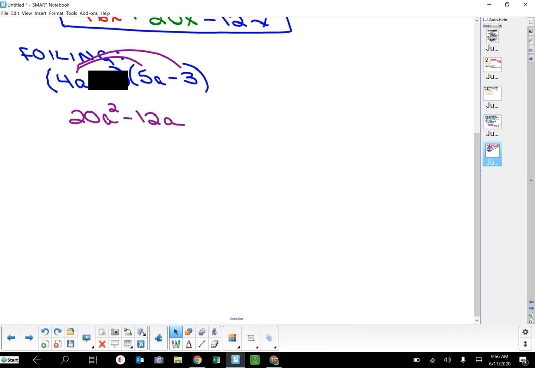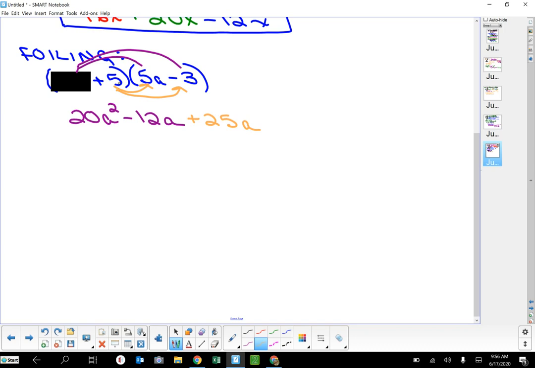Well, then what I want you to do, and you could put your finger over these when you do them, you don't have to have a physical box, but then we're going to move the box. Make sure you include the sign with the second number. So if that's a plus or a minus, whichever one it is, then we're going to distribute that one to both terms in the second set. So 5 times 5a is 25a. And 5 times negative 3 is negative 15.